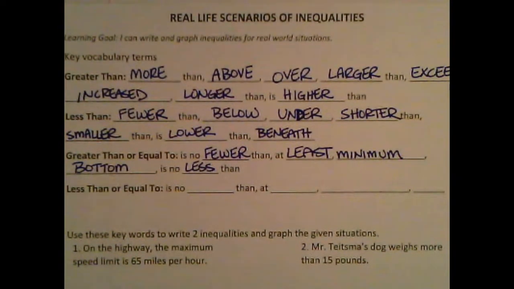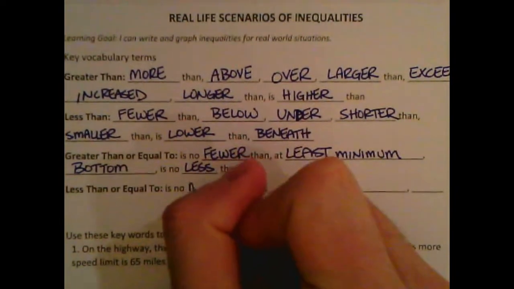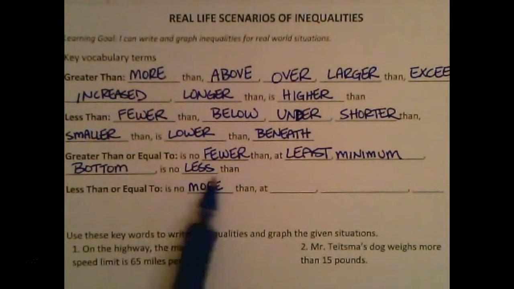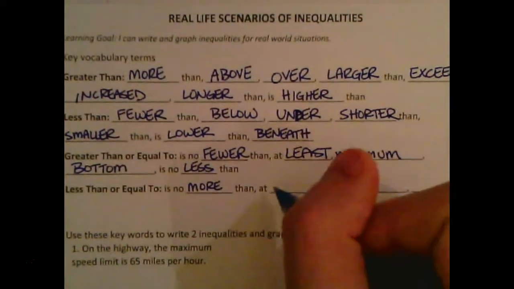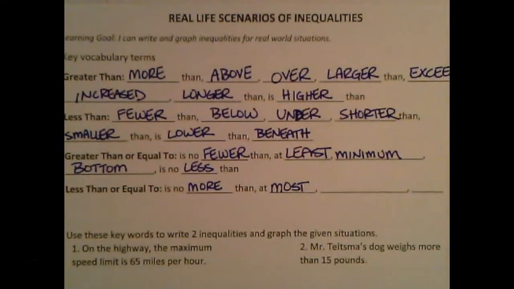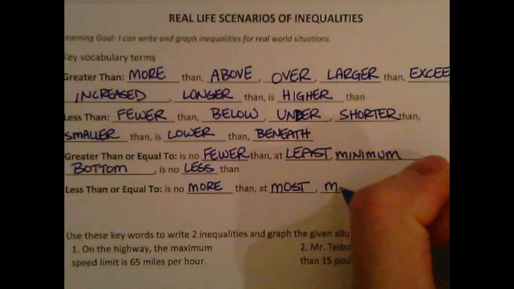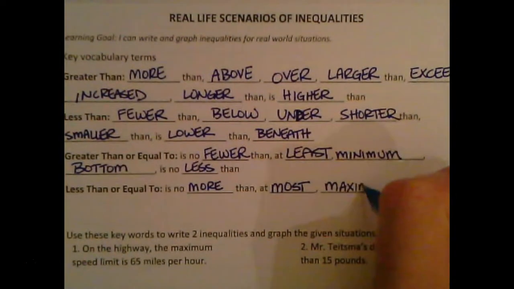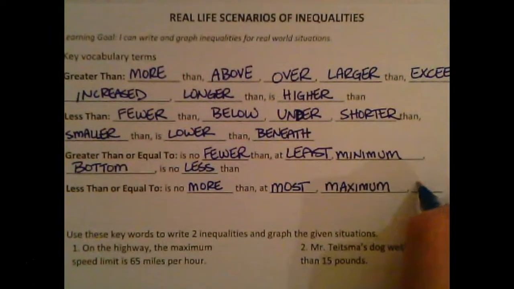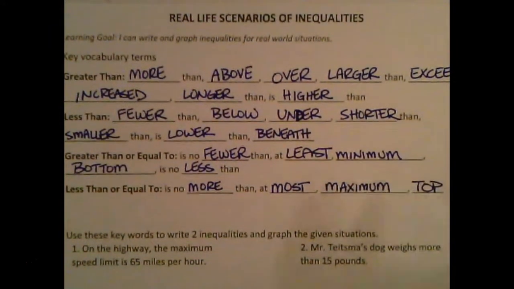All right, last ones we're going to look at here, less than or equal to. So, is no more than. And again, just like the opposite here, instead of is no less than, is no more than. Instead of minimum, or at least, we have at most. Instead of minimum, we have maximum. And then instead of bottom, we have top.